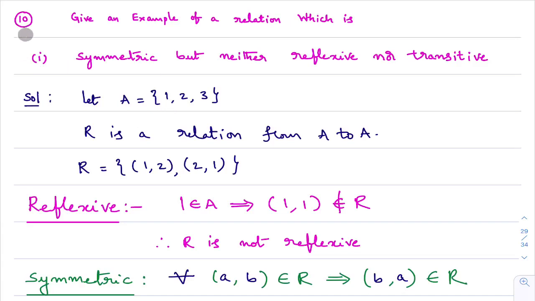In this 10th question, a total of 5 bits are there. This is the best example to check whether you understand all the definitions of reflexive, symmetric, transitive or not. If you are good in the definitions of reflexive, symmetric, transitive relation, and if you know how to check those relations, please pause this video, take the college material, take the question and try it on your own. What is the first bit in this 10th question? Give an example of a relation which is symmetric but neither reflexive nor transitive.